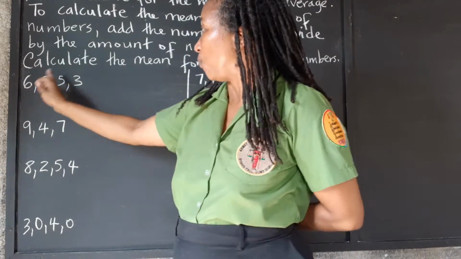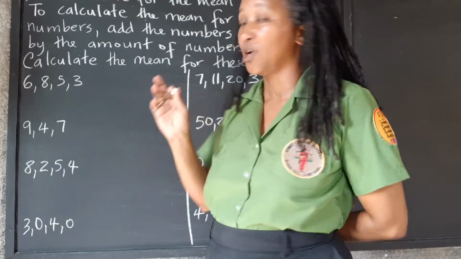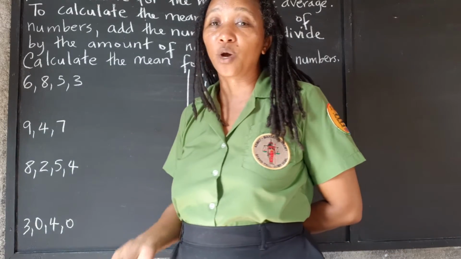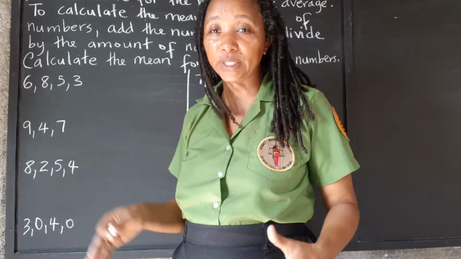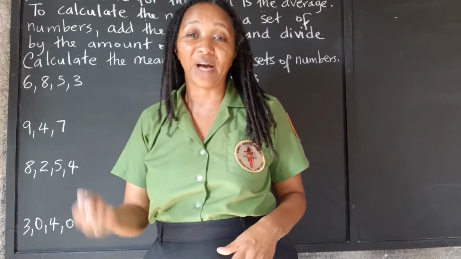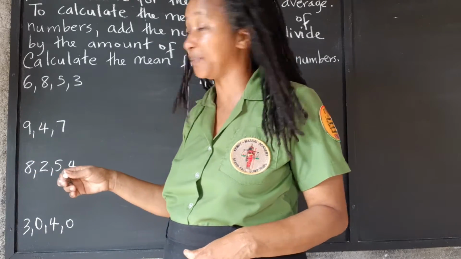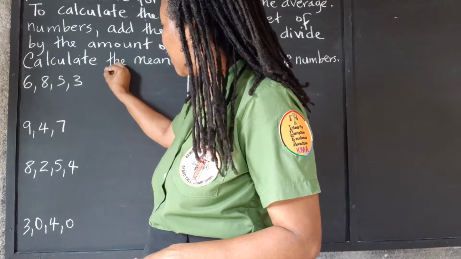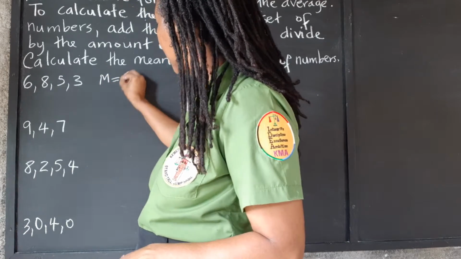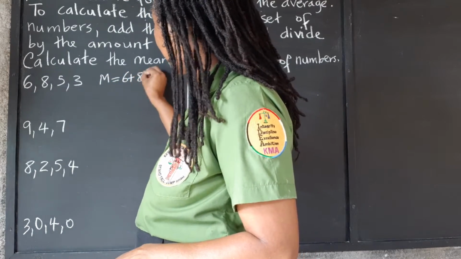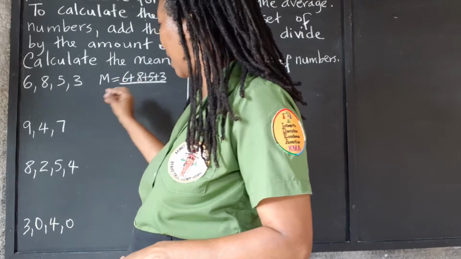So it says calculate the mean for these sets of numbers. We're going to be adding up the numbers to get the sum or the total, and then we're going to divide that total by how many numbers we have. So the mean equals 6 plus 8 plus 5 plus 3 divided by 4.